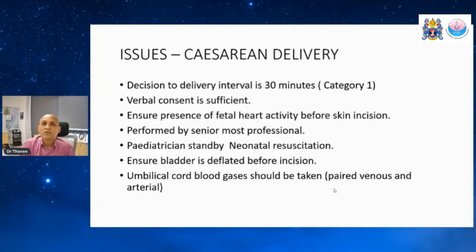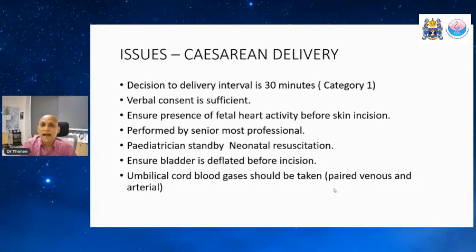Next, during cesarean section, if the cervix is not fully dilated, you're required to perform an emergency cesarean section, which is category 1 cesarean section. What does it mean? Category 1 cesarean section means it is of utmost urgency. That means from the time you diagnose the patient is having cord prolapse, you need to deliver the fetus within the next 30 minutes. That means decision to delivery should be 30 minutes. At that time, verbal consent, just informing the patient and the partner, is good enough.